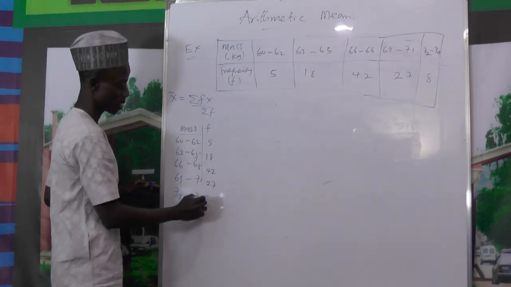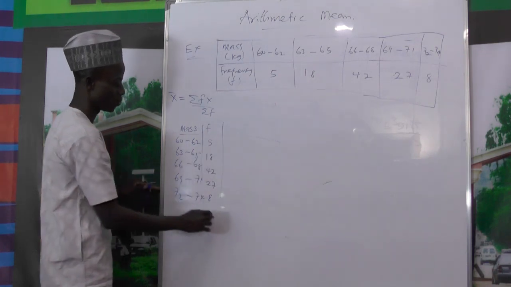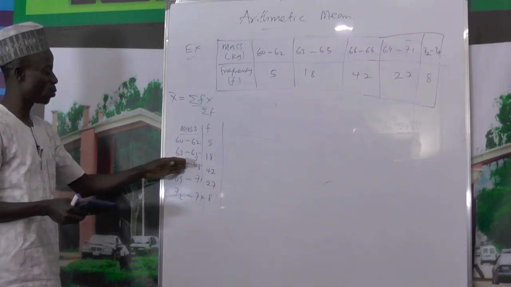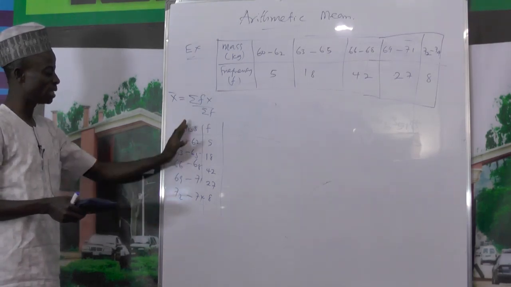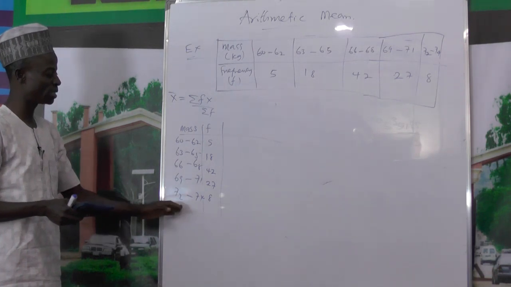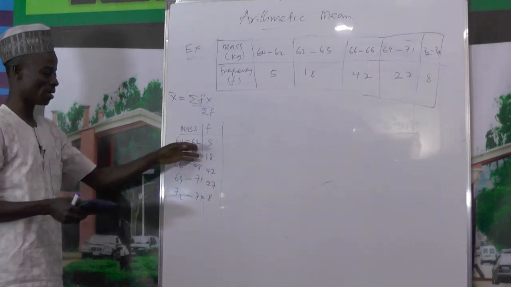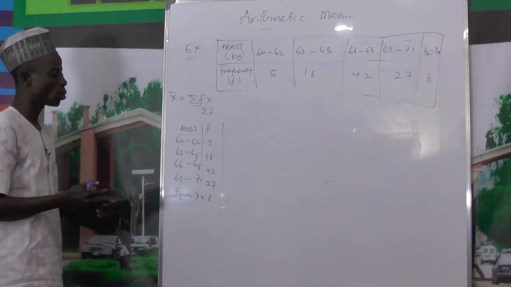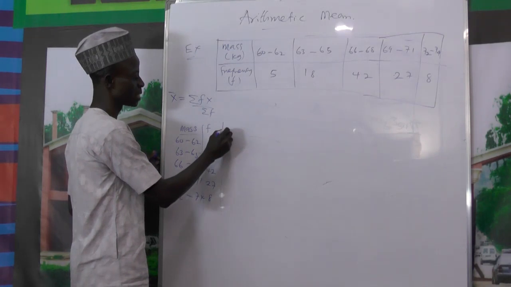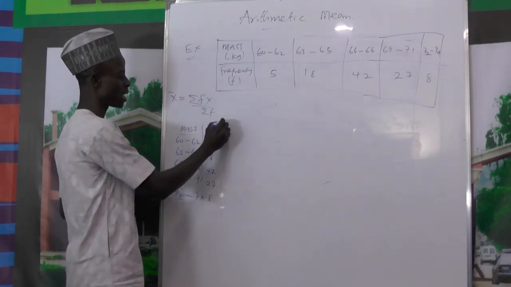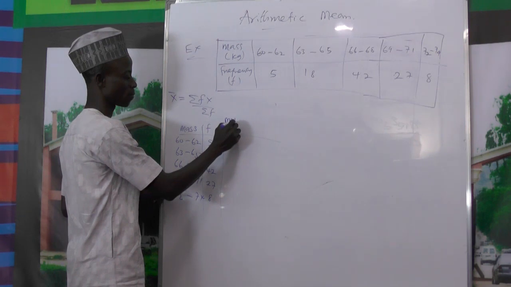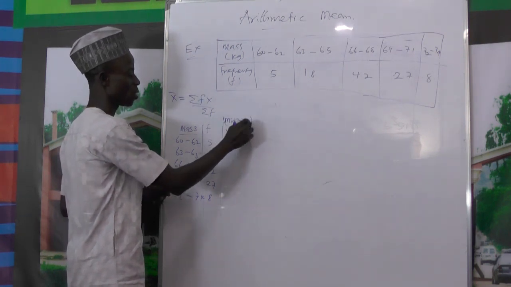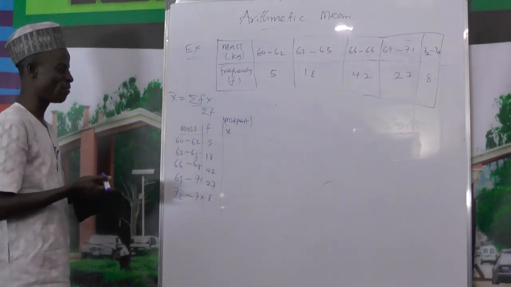27 and 8. So now, if you look at this, like the previous example that we had, the mass, the x, were given directly, but in this case we are having a class interval. So this ranges from 60 to 62. So now to get your x, in this case we sometimes call x the midpoint. So how do we arrive at that midpoint?